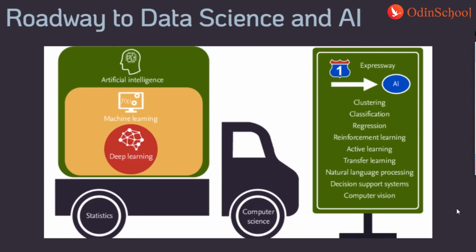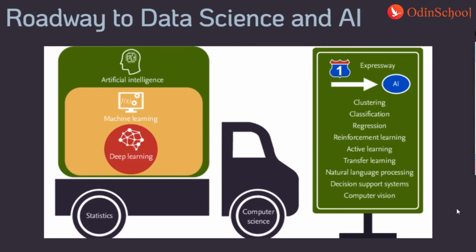So that is the truckload which we are going to do. And how is AI being supported? It is supported by statistics as well as computer science. So these are the two pillars which are supporting AI. Okay, and in our studies about machine learning, we are going to explore more about deep learning and machine learning algorithms as well.